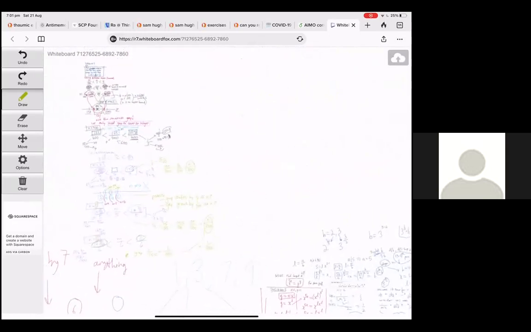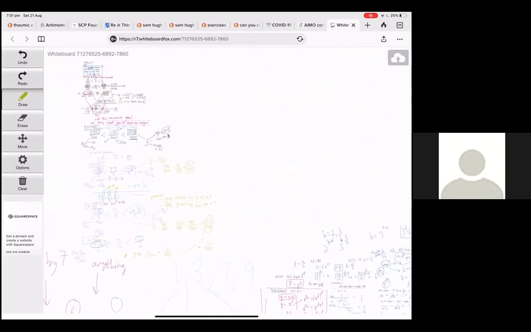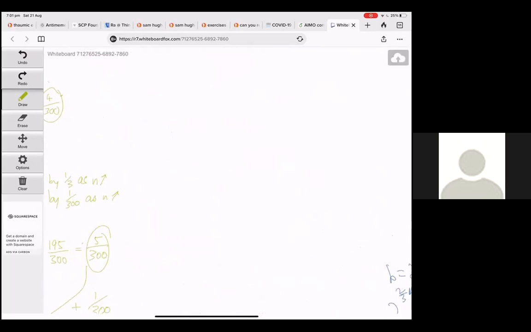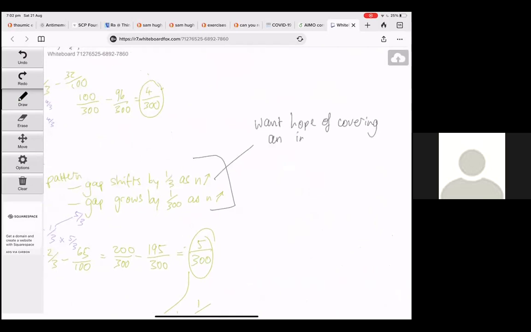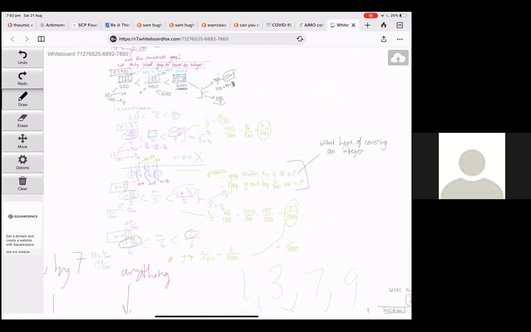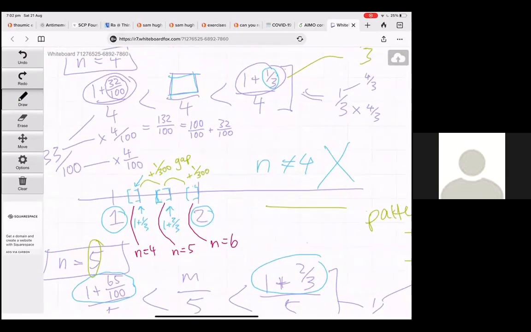Now, where should I start writing? I think I'll just write on the right here. So we've got the gap shifts and it also grows. There's a couple things I can notice just from these two observations. Now, if I want hope of covering an integer, remember that's the end goal, we need these blue intervals to cover an integer, because then that integer that it covers can be our selected value of m.